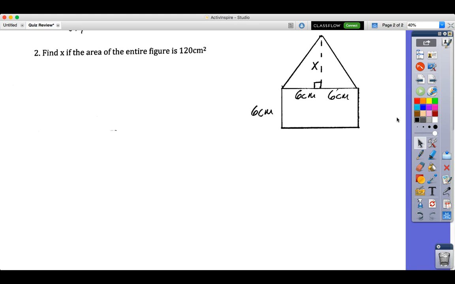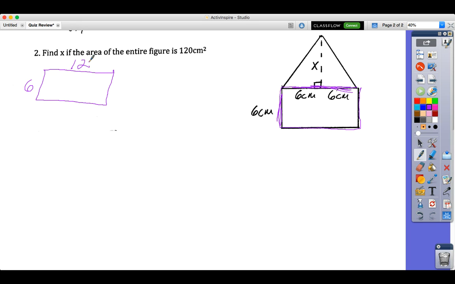Okay, for this one it says find x if the area of the entire figure is 120 centimeters squared. So I'm going to look at this and see the different shapes that they build for me. Here they give me this rectangle that I'm outlining in purple. So off to the side, I will outline this rectangle. And I see that this has a height of 6 and it has a base of 12 because both of those segments are 6, so that would be 12.